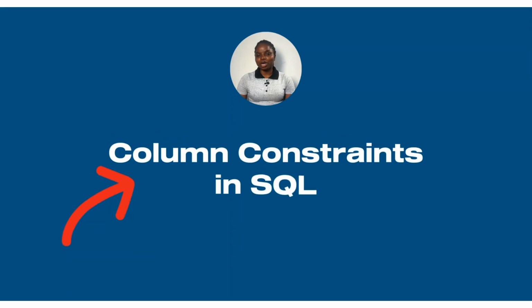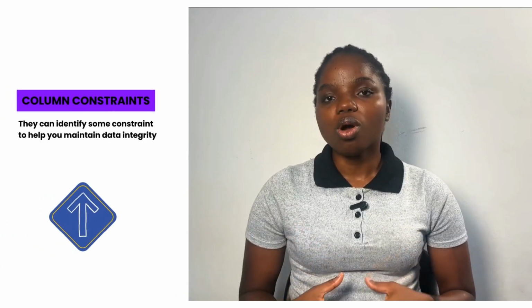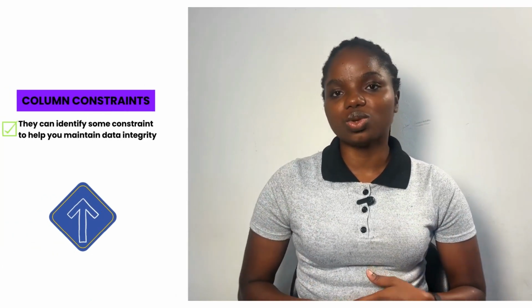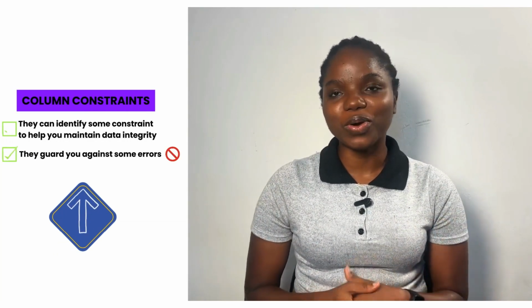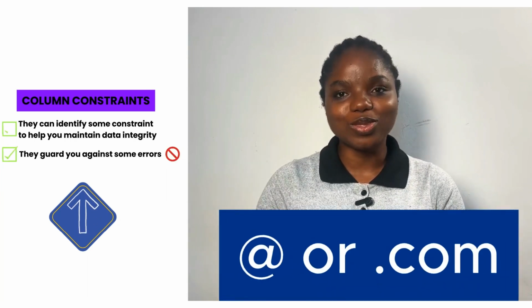Today we'll be talking about column constraints in SQL Server, or in SQL generally. When you're putting columns in your table, you can identify some constraints to help you maintain data integrity and guard against some errors. Maybe you have an email column and you don't want any input where there is no @ or where there is no .com. These are rules you can set in place to ensure that the data entering your table is the correct type of data.